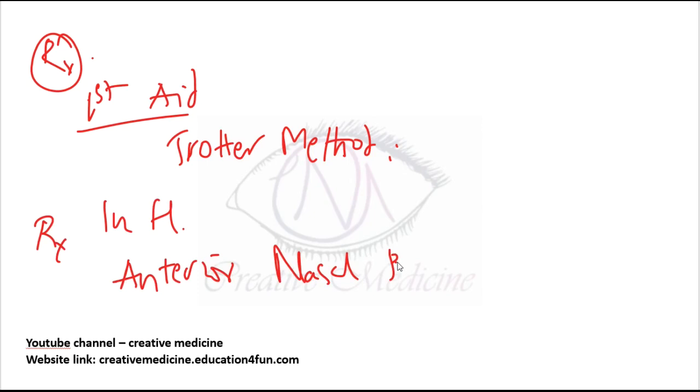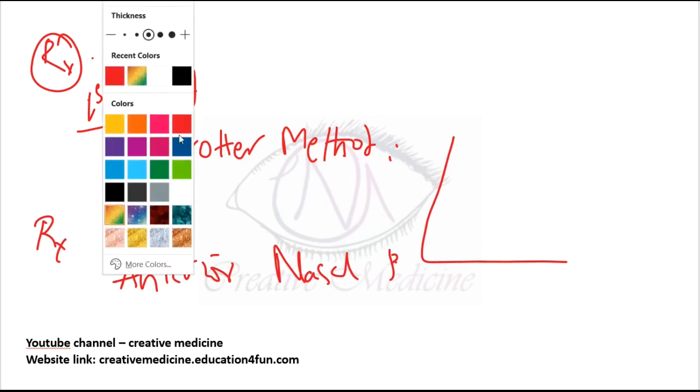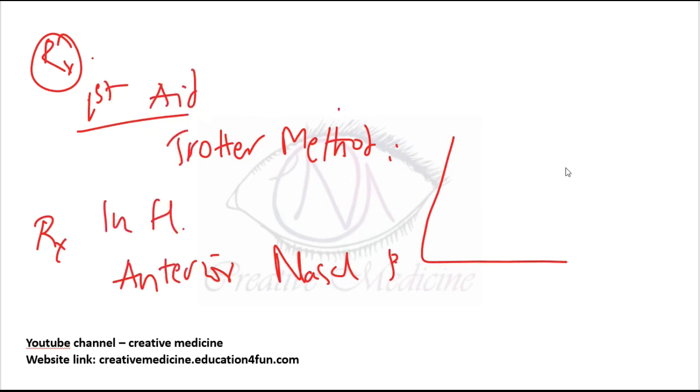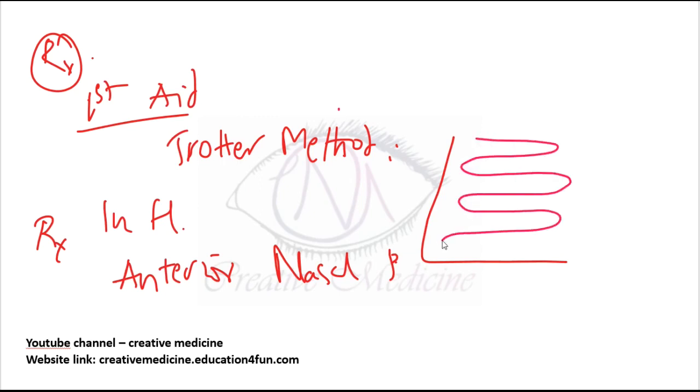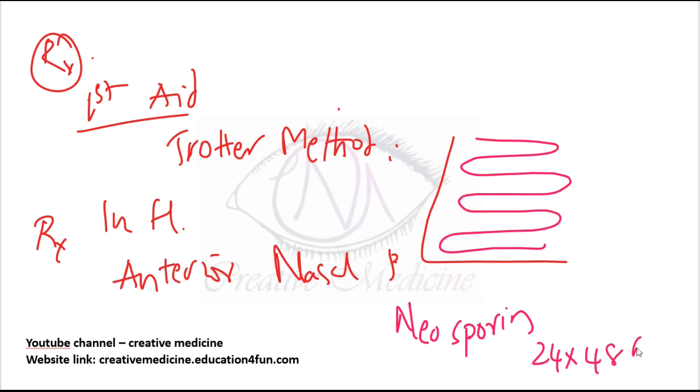You will take a rubber gauze. If this is the nose, you will take a rubber gauze and you will pack the nose like this. And this rubber gauze is actually soaked with an antibiotic, which is Neosporin antiseptic cream, and it is put for 24 to 48 hours. Okay, we can also use Merocel packs, which are an alternative.